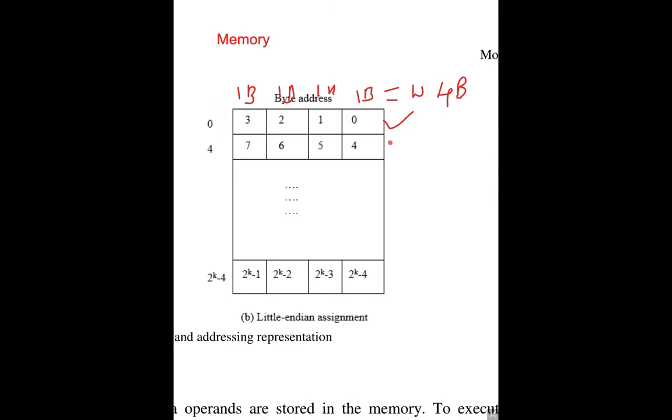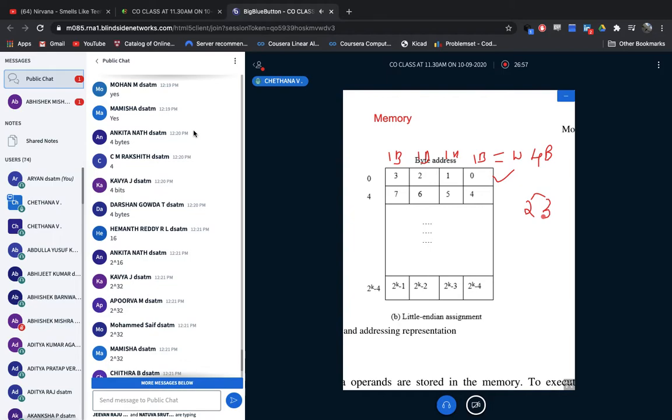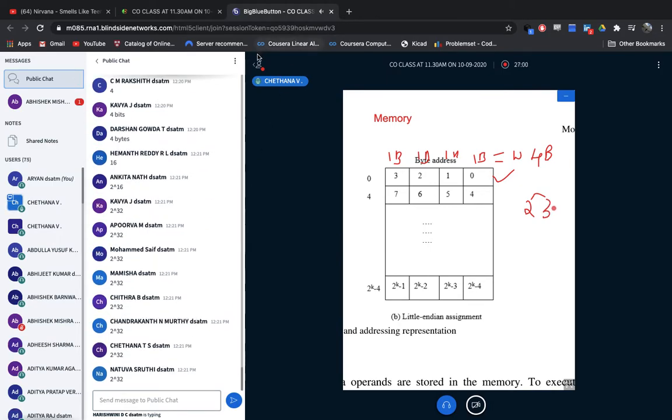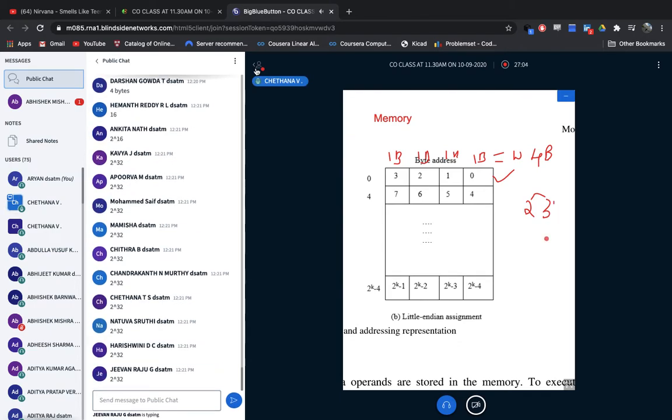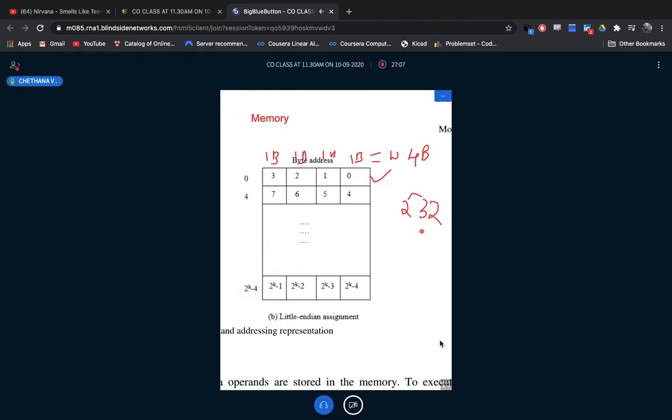2 to the power of 4 bytes. 2 to the power of 4 means what? 2 to the power of, very good, superb answer. So totally 2 to the power of 32. Very good, 2 to the power of 32.